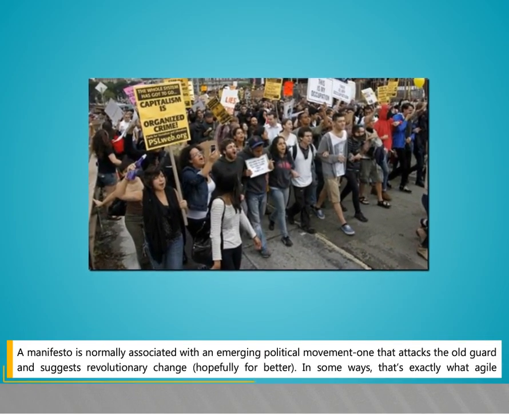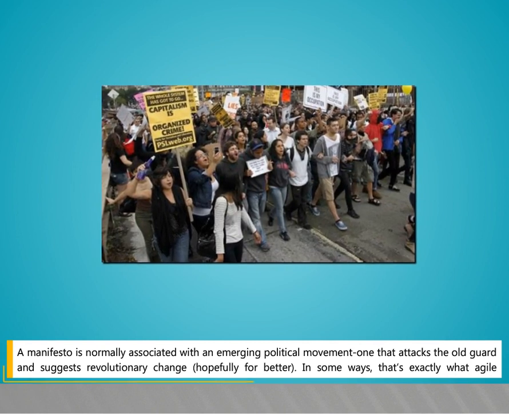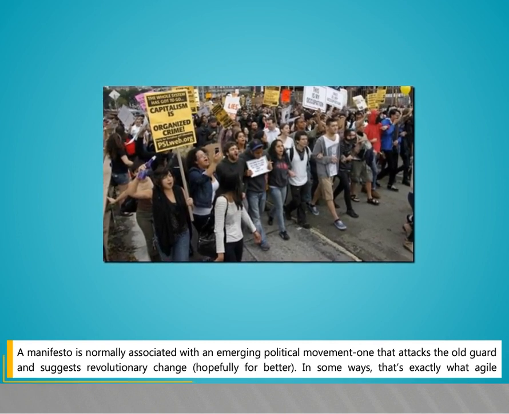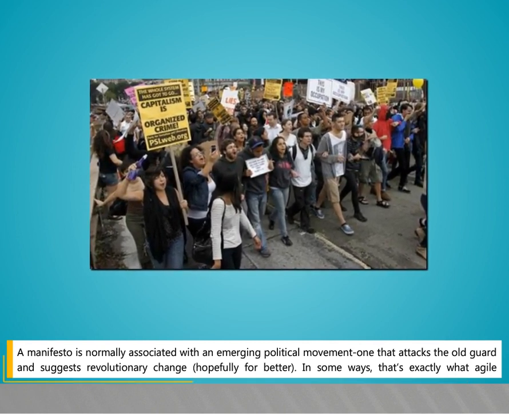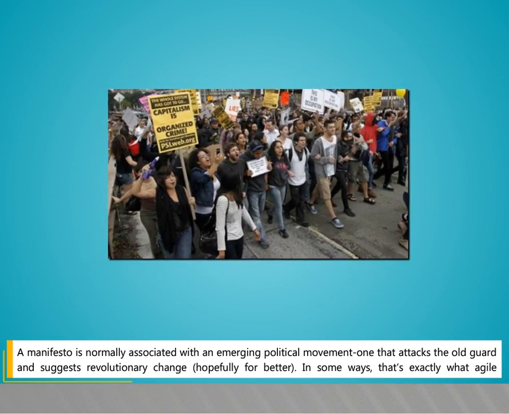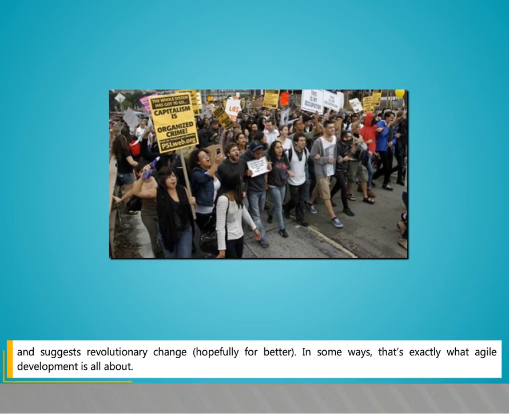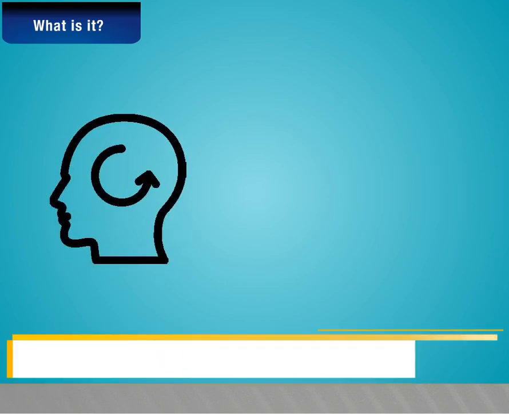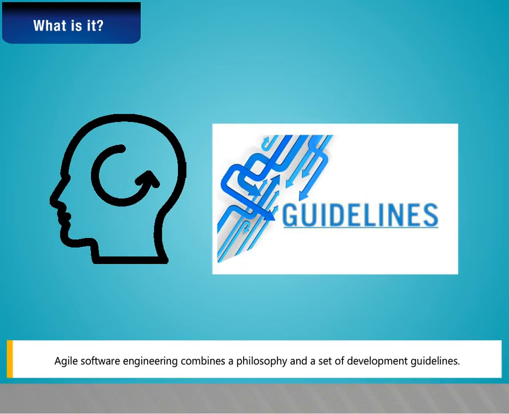A manifesto is normally associated with an emerging political movement, one that attacks the old guard and suggests revolutionary change, hopefully for better. In some ways, that's exactly what Agile development is all about. What is it? Agile software engineering combines a philosophy and a set of development guidelines.